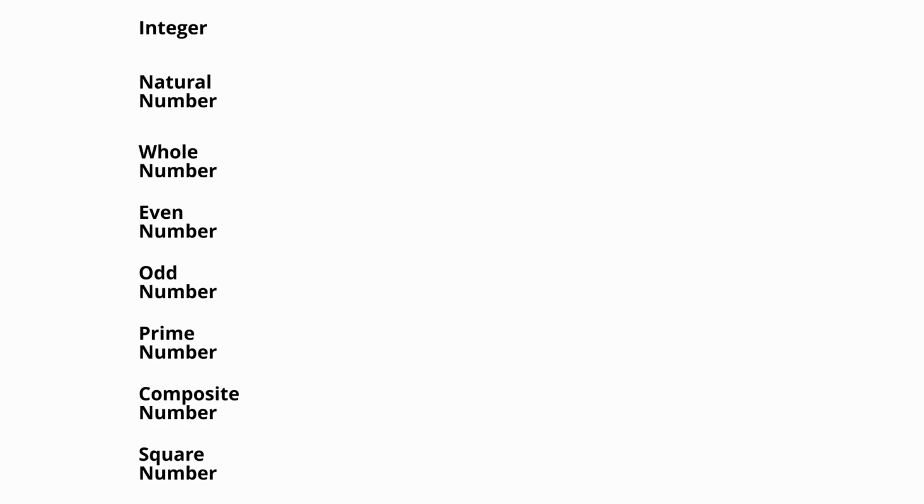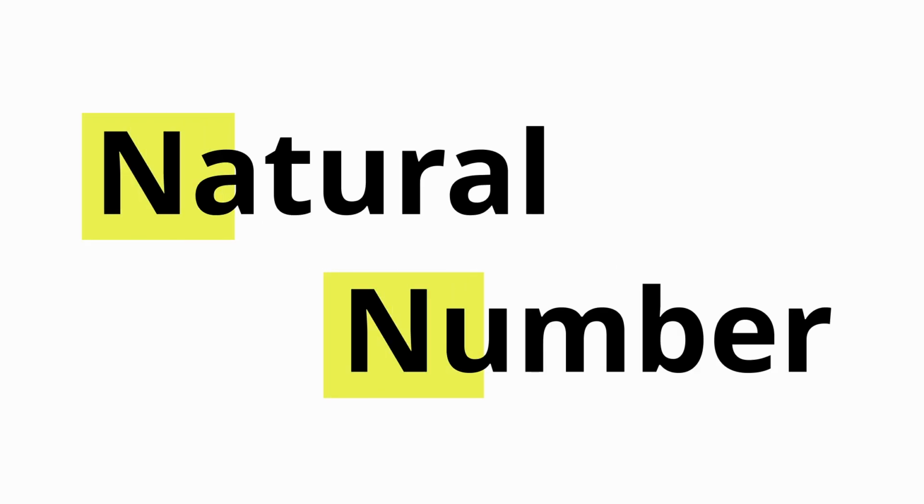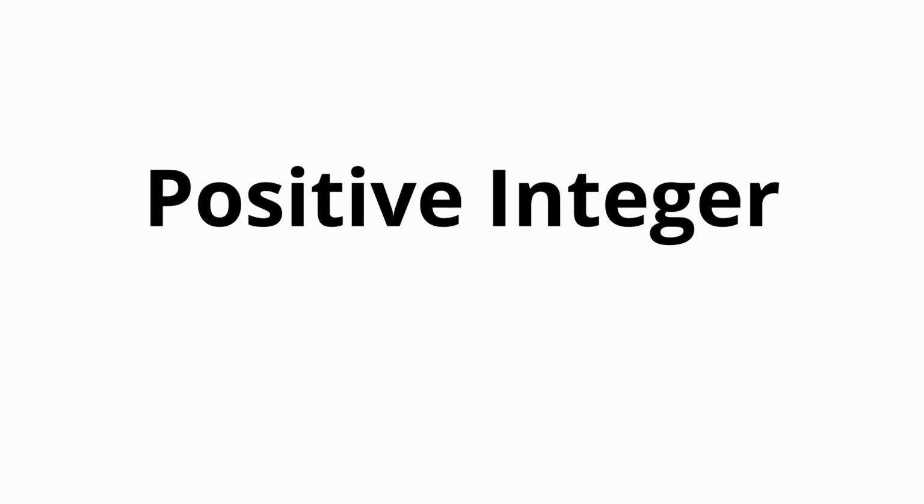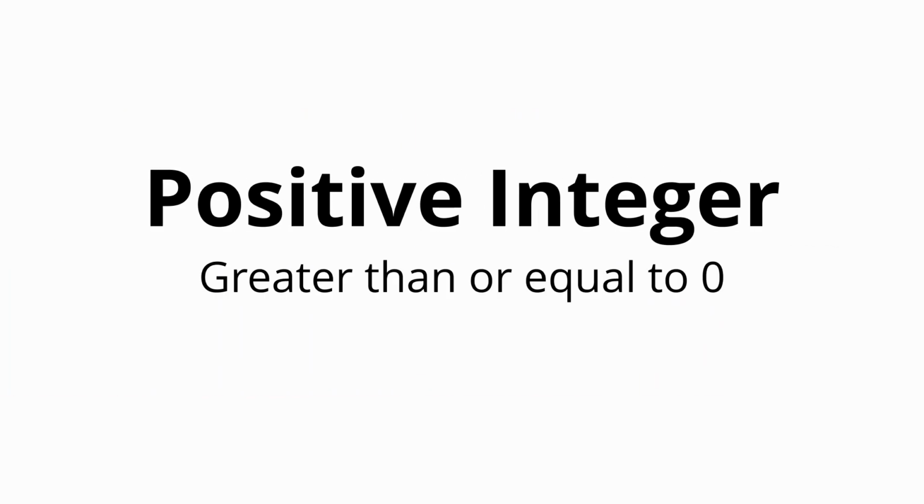There are many types of numbers that exist, but for GCSE, there are only a few that you need to know. An integer is simply a whole number that can be both positive or negative. A natural number is a positive integer that is greater than or equal to 1. A whole number is a positive integer that is greater than or equal to 0.